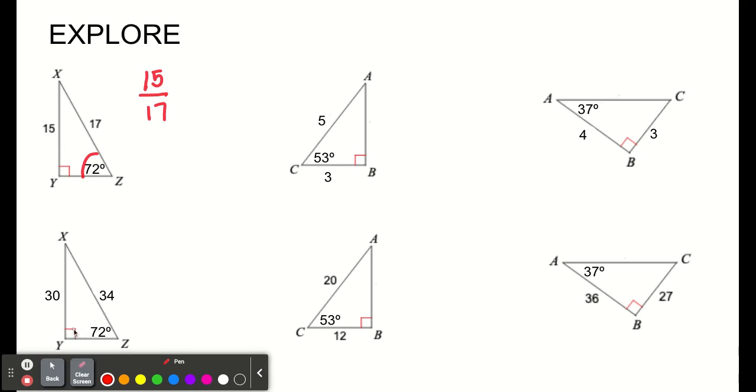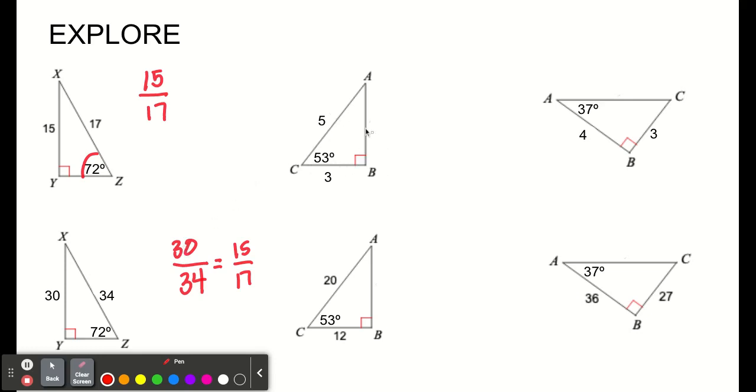Well, if we look at another triangle with that same 72-degree angle, and these are all right triangles, keep in mind, these are all right triangles. So this is 90, this is 72. That third angle is automatically going to be 18. But again, we're just concerned that we're looking at the side opposite the 72, and the hypotenuse is 34. So if we were to simplify this ratio here, that would simplify to 15 over 17, giving us the same ratio that we found in this triangle here. So again, the sides are all proportional, which means that their ratios will all be equal to each other.